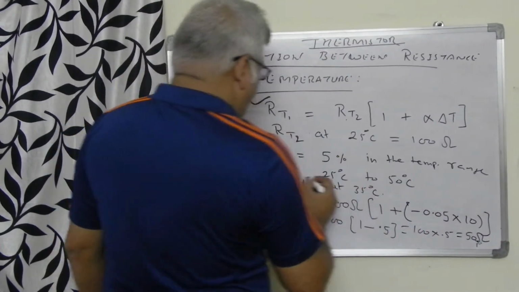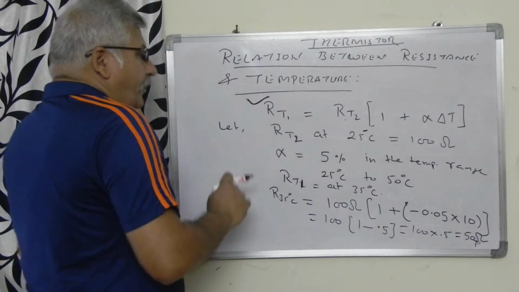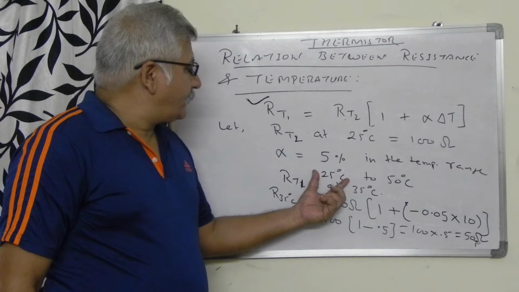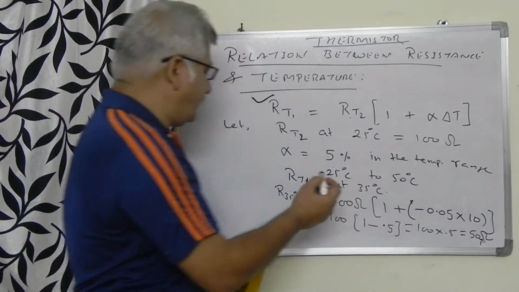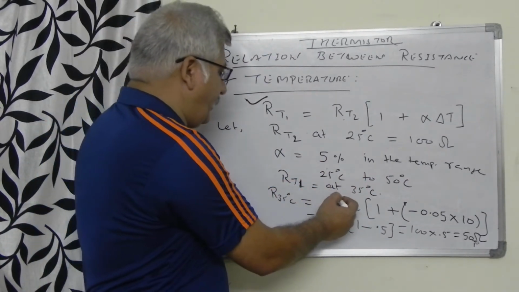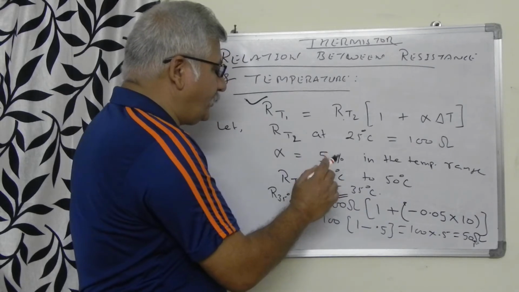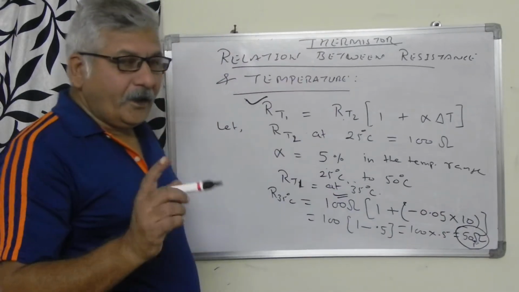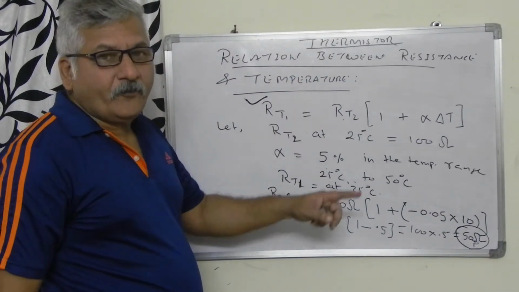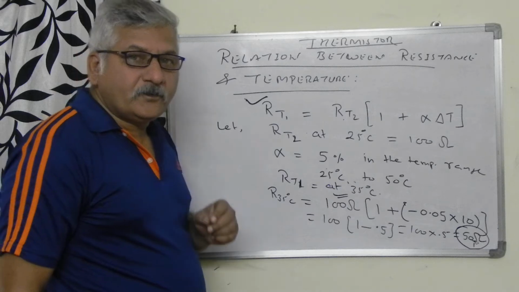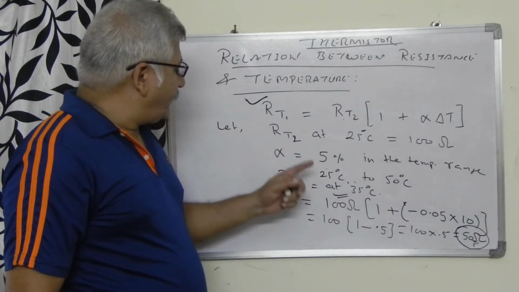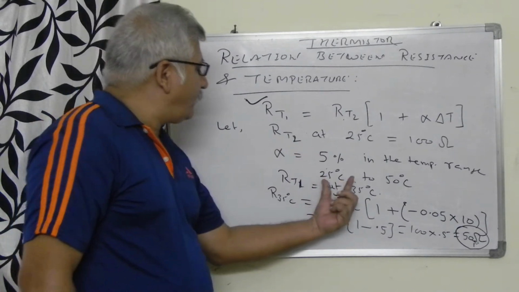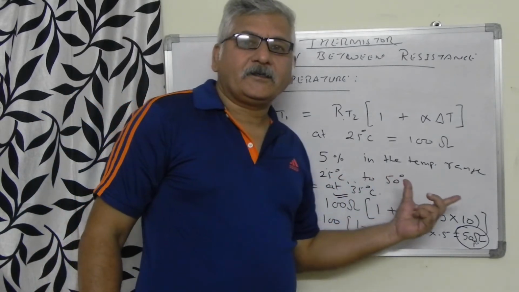So in a thermistor, if the resistance at 25 degrees Celsius is 100 ohm, then the resistance at 35 degrees Celsius will be 50 ohm, if the thermistor is made of a material whose temperature coefficient is 5% in the temperature range of 25 degrees Celsius to 50 degrees Celsius.